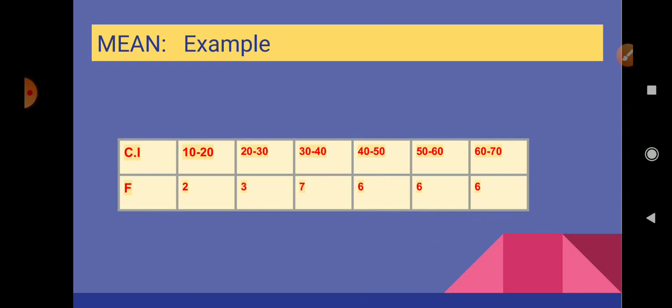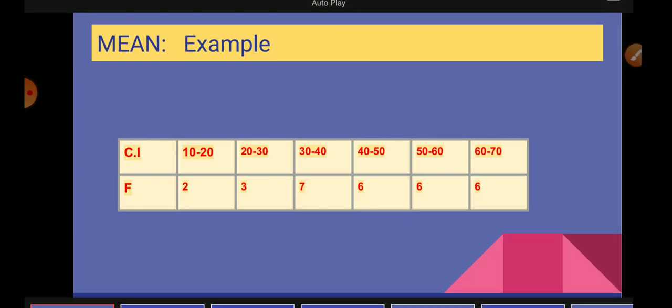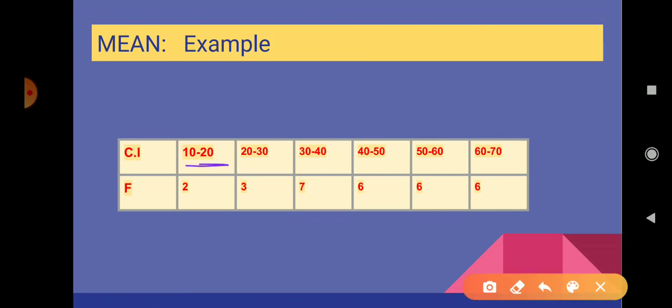The class intervals they have given are 10 to 20, 20 to 30, 30 to 40, 40 to 50, 50 to 60, 60 to 70. And these are continuous data. Observe, 20 is repeated in the next, 30 is repeated, 40 is repeated, 50, 60. So it is continuous data, and you need not convert it. And remember, even if it is discontinuous, don't worry in finding the mean. It is not required in this.